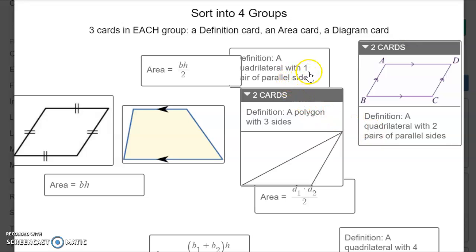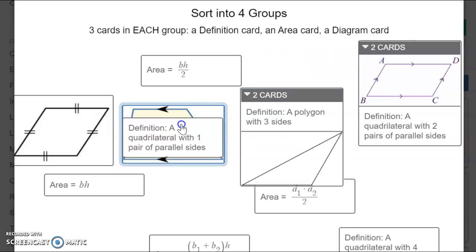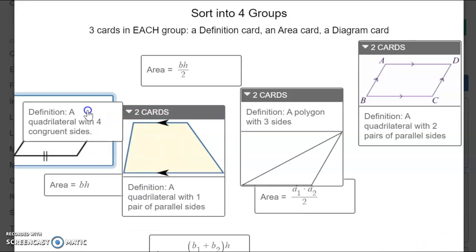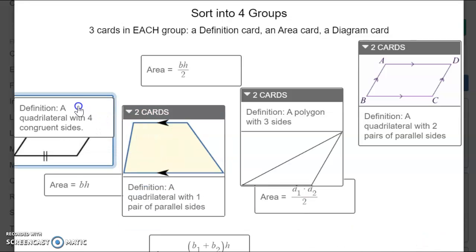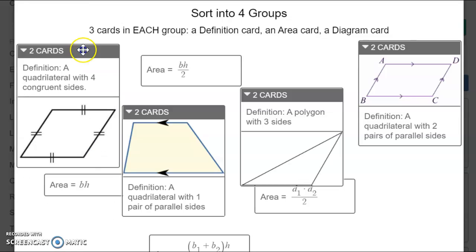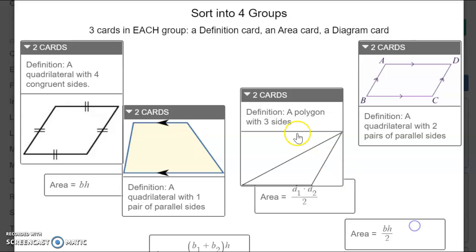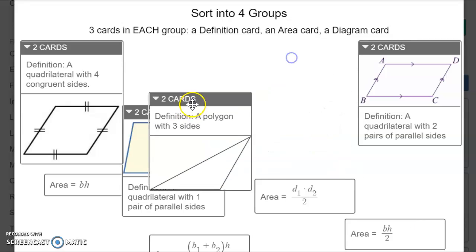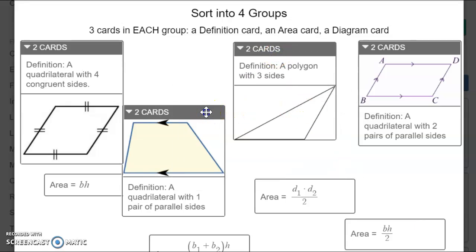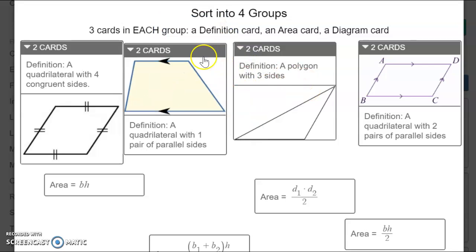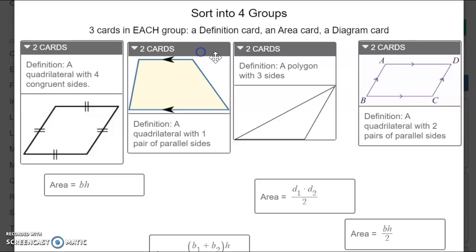A quadrilateral with one pair of parallel lines would be the trapezoid here. And then finally, a quadrilateral with congruent sides. It's a four-sided shape with all four sides the same, and we call those rhombus. Okay, so let's put them all up there so that it is easy for us to see.